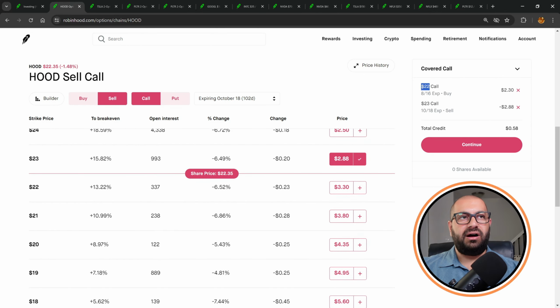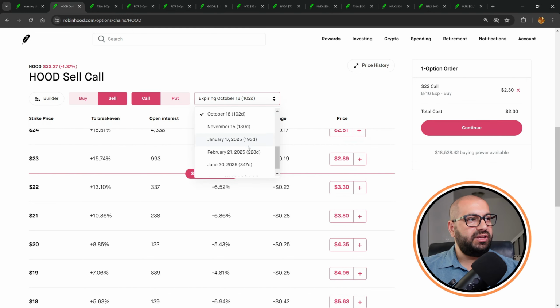In this case, we are possibly collecting an additional $1 per share or $100 per contract, while at the same time receiving a credit of $50 per share or $50 per contract. That's absolutely amazing. It's a win-win for us. And we can do even more and better.